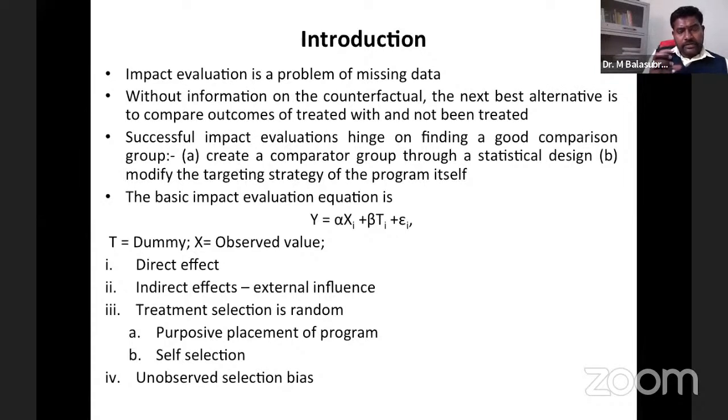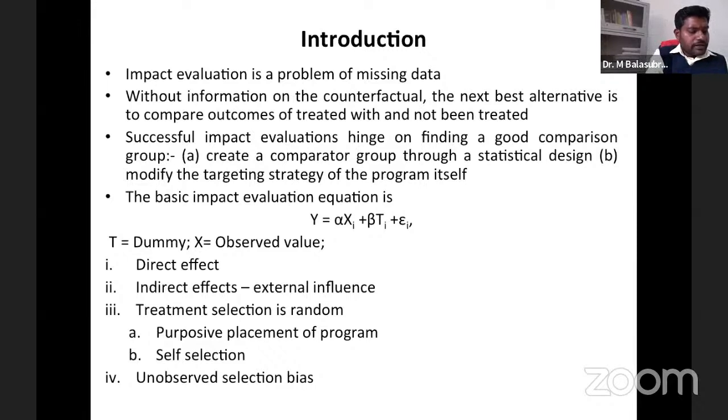And here the problem is that we are without information on the counterfactual, the earlier data on the beneficiaries. If the earlier data is correct, then the impact we assess will be a more accurate measure. The next best alternative is to compare outcomes of treated with non-treated. Successful impact evaluations hinge on finding a good comparison group, a good counterfactual group.